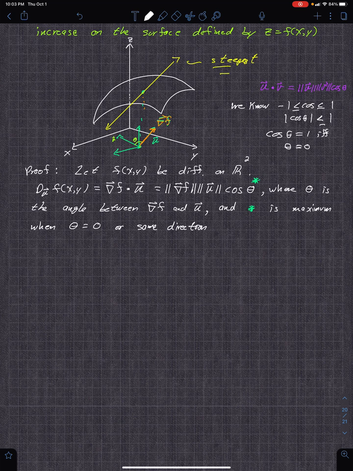All right. So if you go the opposite direction, it's minimum. Let's just put that in there. So opposite direction, theta is 180 or pi. Then minimum. Okay.